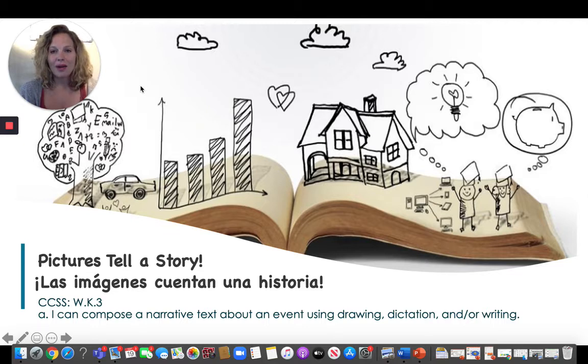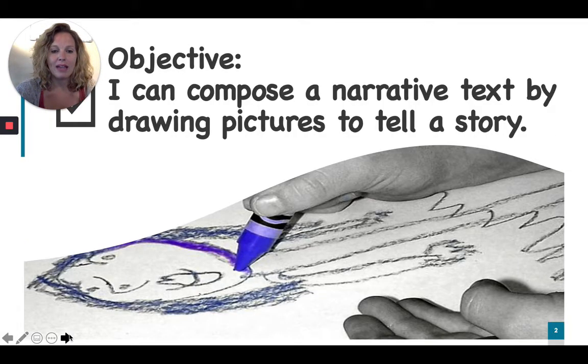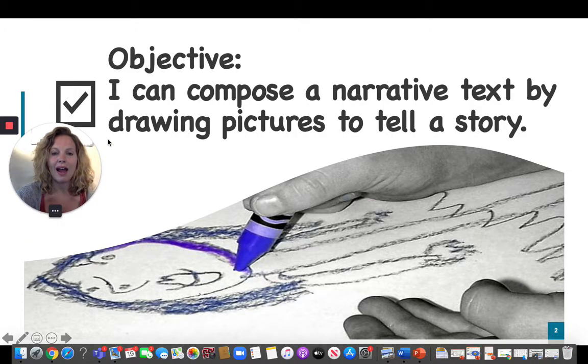Today we're going to talk about how using pictures can help us figure out what's going on in a story. So whenever you look at pictures when you're reading a book, that can actually help us figure out what's happening in the story. And if you draw pictures, that helps other people figure out what's happening in your drawing. So pictures can help us tell a story. All right, today our objective is I can compose a narrative text by drawing pictures to tell a story.